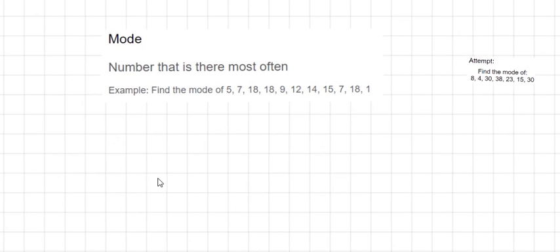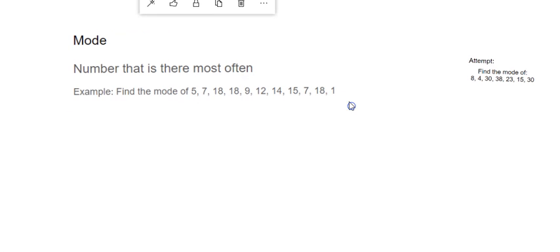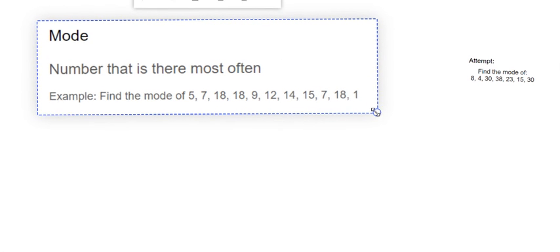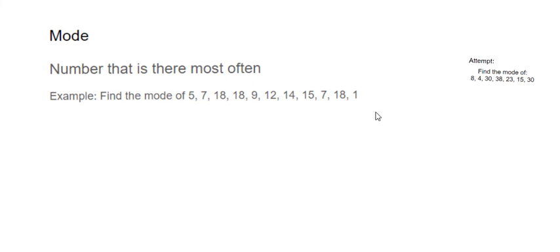The second type of average then is mode. So mode is actually even easier than mean. It's the number that is there most often, or the most common number you might often hear. So first example, you don't even need to really show workings, you just need to look at the list of numbers and see which one is there the most often.